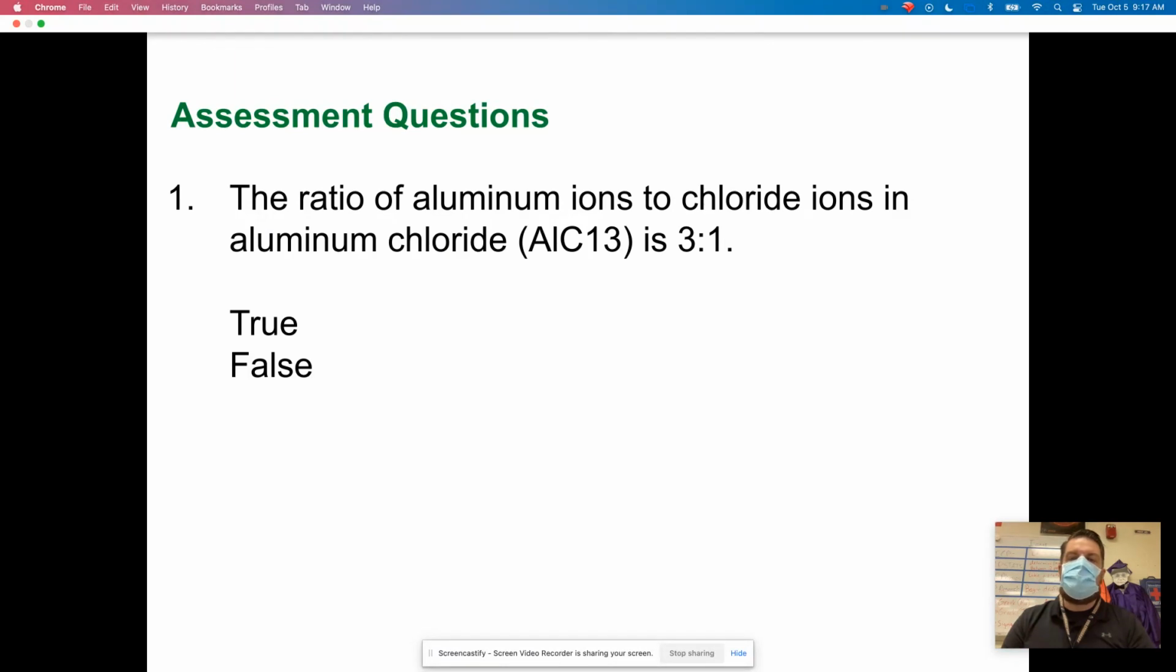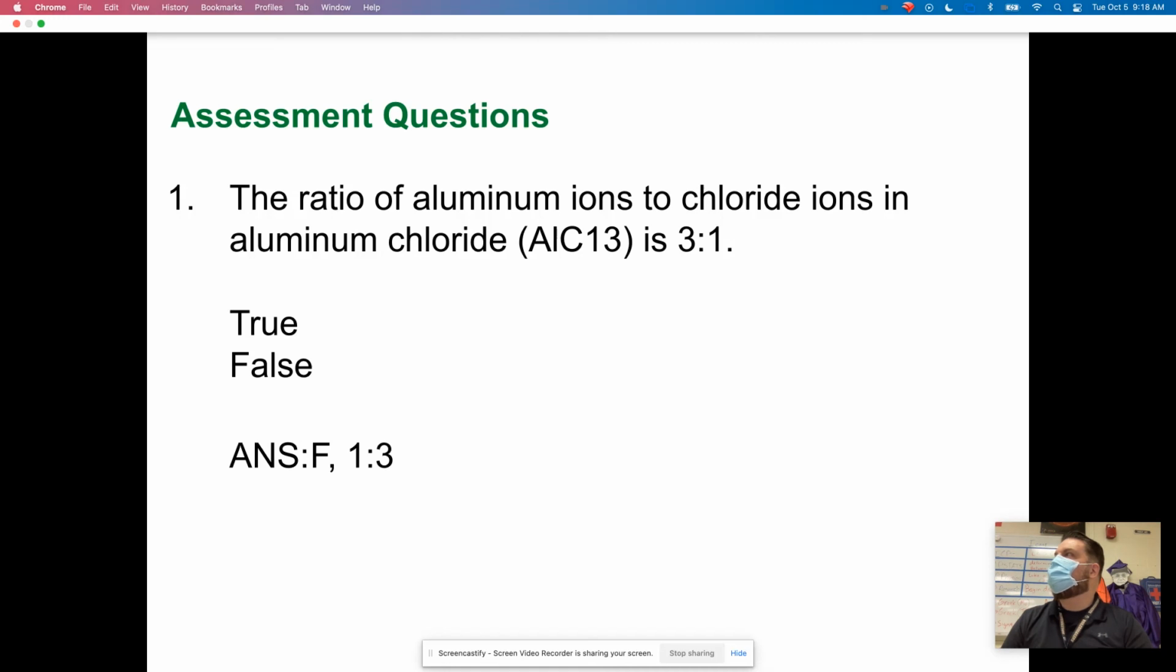The ratio of aluminum ions to chloride ions in aluminum chloride is AlCl3. I think that's supposed to be an L. I think this is supposed to be Cl3, and it says it's 3. It's false. It's 1, 2, 3. So I think this is supposed to be AlCl and then subscript 3 on the bottom here. I don't know what happened. So the ratio is 1 aluminum to 3 chlorine atoms.